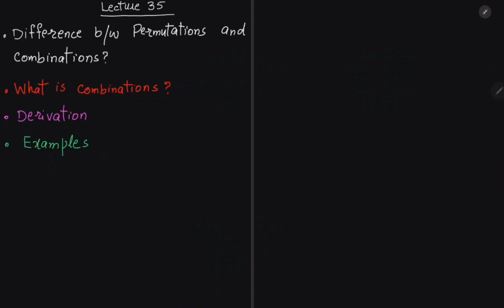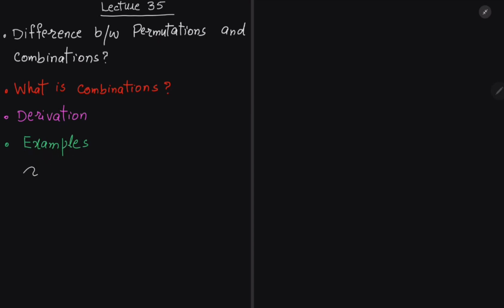In the previous video, we talked about permutations, but in this video, we will discuss combinations. First of all, we need to understand the difference between permutations and combinations. So what is permutations? We saw that in the previous video, but we did not compare both of these concepts.